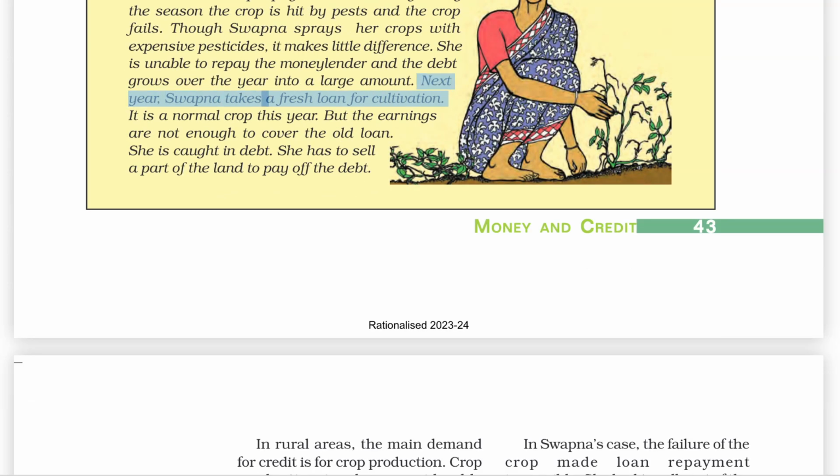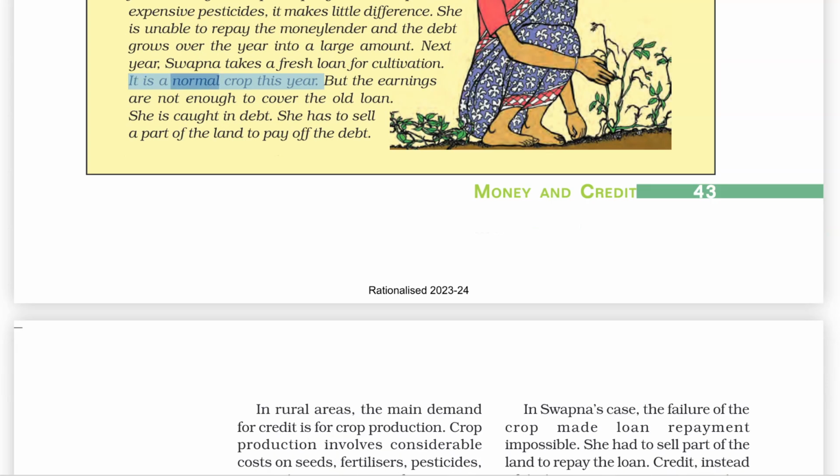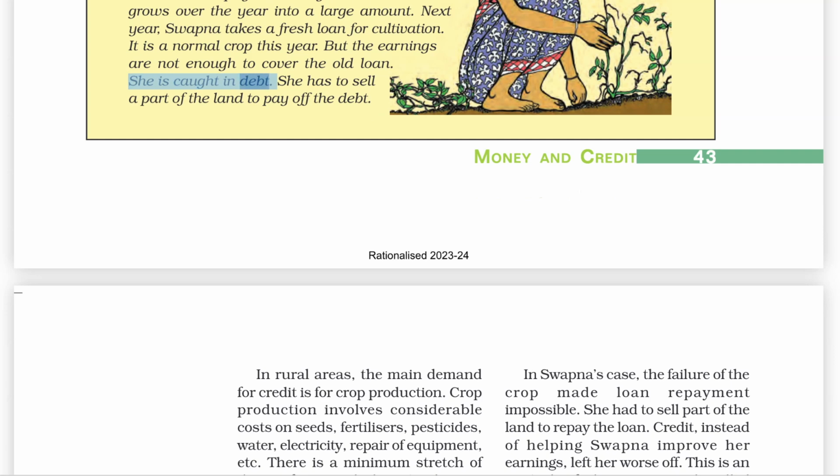Next year, Swapna takes a fresh loan for cultivation. It is a normal crop this year, but the earnings are not enough to cover the old loan. She is caught in debt. She has to sell a part of the land to pay off the debt.